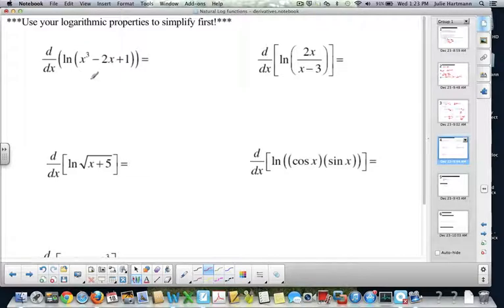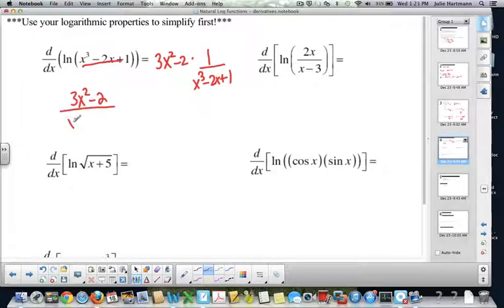Now, these ones, sometimes it makes sense to use the log properties first to simplify. Sometimes it doesn't. It's totally up to you. The first one, I would just do this straight out. Derivative of the inside is 3x squared minus 2 times derivative of the outside, 1 over x cubed minus 2x plus 1. So your final answer would be this.